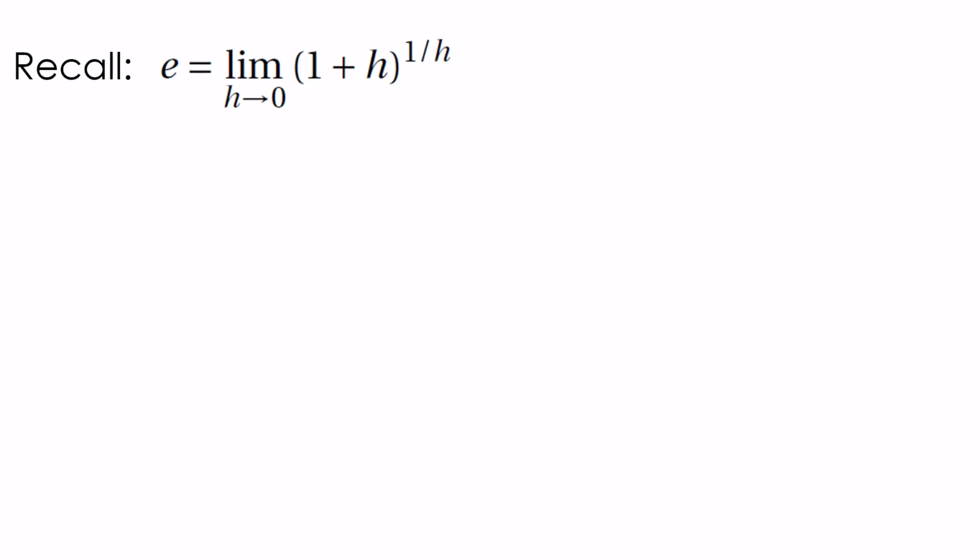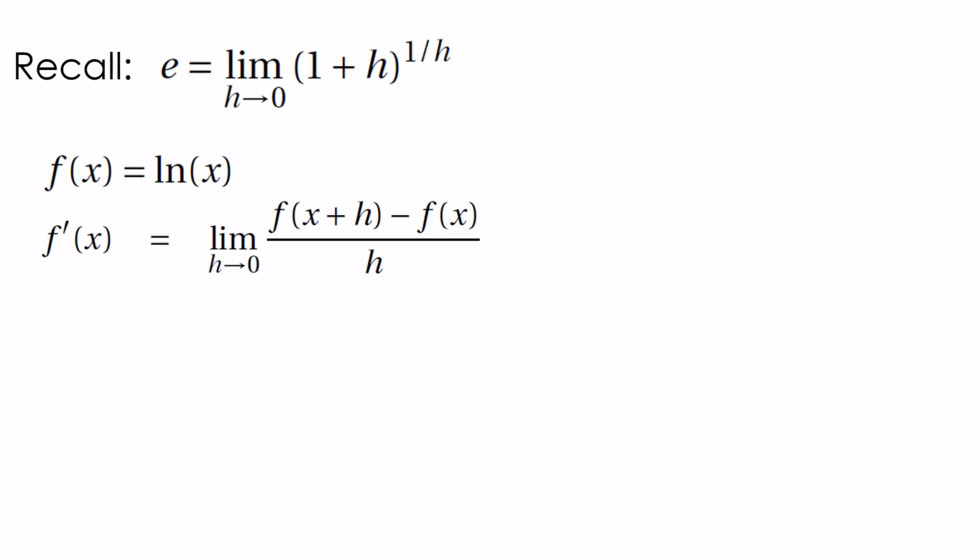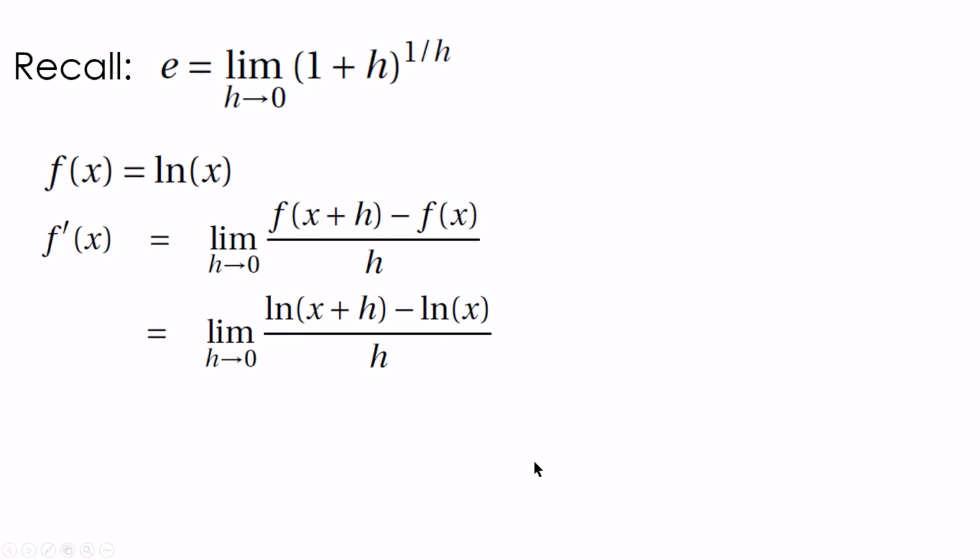Recall e is defined to be the limit as h approaches 0 of 1 plus h raised to the 1 over h. So I want to take the derivative of natural log of x. Regurgitating the definition, it's the limit as h approaches 0 of f of x plus h minus f of x all over h. Nothing natural log-y about that yet. Now fill in the details for this particular function. We have the limit as h approaches 0 of natural log of x plus h minus natural log of x all over h. Now, if we try to plug in, we will get natural log of x minus natural log of x, so we'll get 0 on top and 0 on bottom.